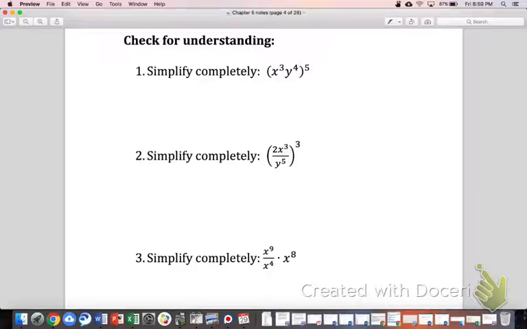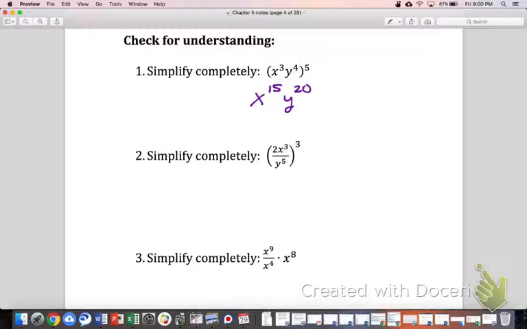Okay, number 1, we have x to the 3rd times y to the 4th, all to the 5th. So this is really similar to one we just did. This is the power of a product. And so what I'm going to do is take both of the factors inside and raise them to that 5th power. In order to do that, I need to multiply my exponents. And so this would end up being x to the 3 times 5, which is 15, y to the 4 times 5, which is 20. And that would be our final answer there, x to the 15 times y to the 20.